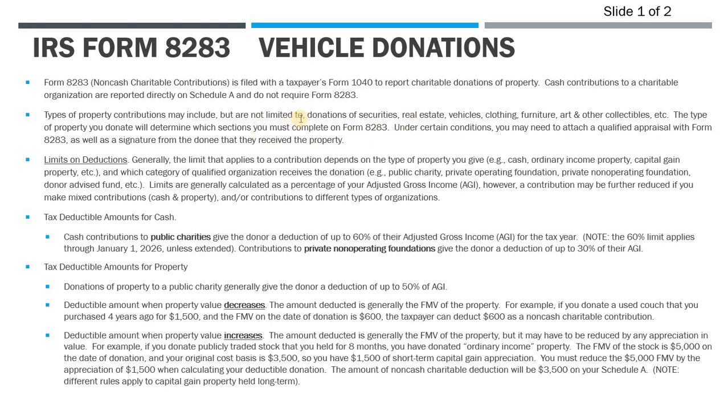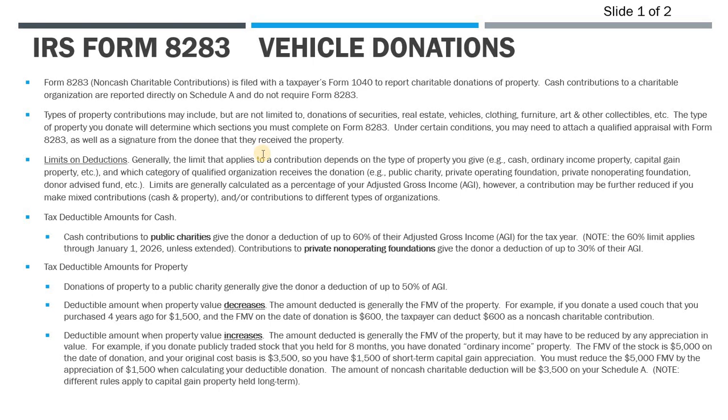So just some of the basics on this 8283 form. This is used to report any kind of charitable contribution that is not cash, right? So any kind of property. So that includes vehicles, used clothing, furniture, publicly traded securities, things like that.